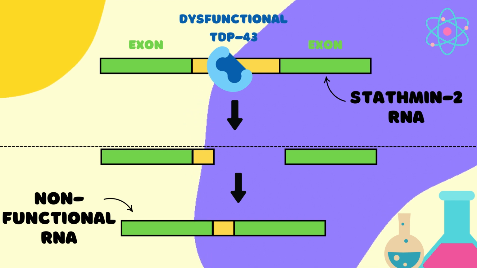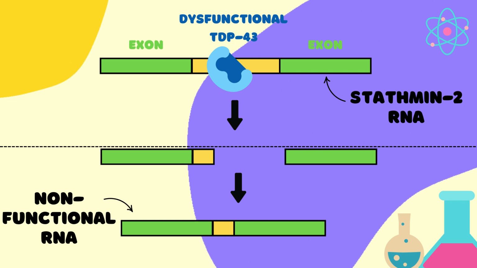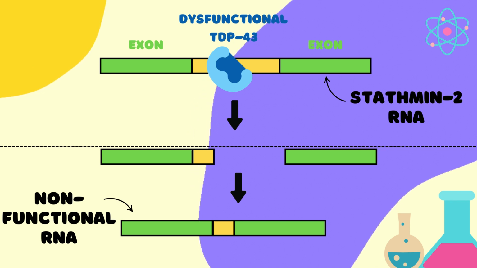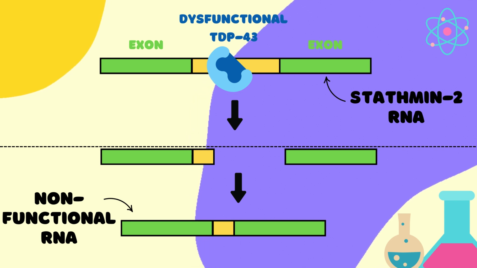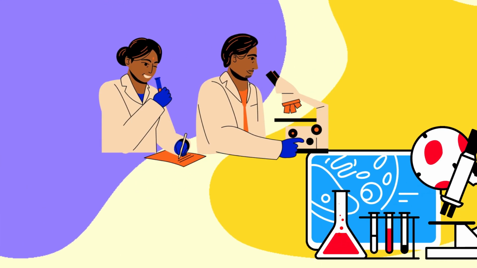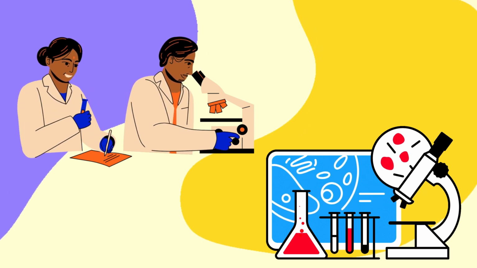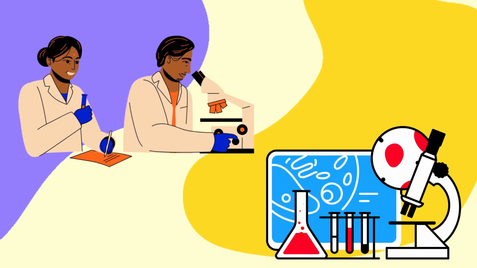Reduction of TDP-43 or stathmin-2 in human motor neurons inhibited the regeneration of axons after they were damaged, and notably the restoration of stathmin-2 restored the outgrowth of axons and dendrites as well as axon regeneration in the absence of TDP-43. Understanding the complex relationship between RNA dysfunction and ALS is crucial for finding effective treatments.